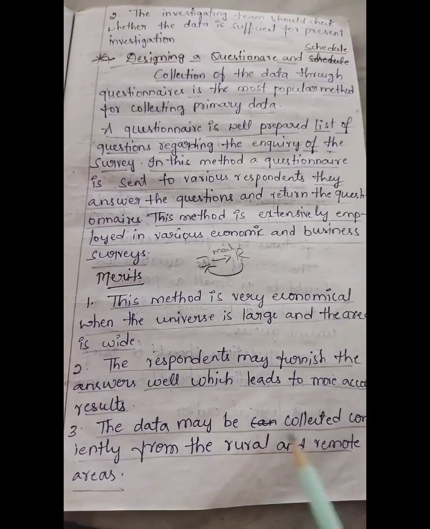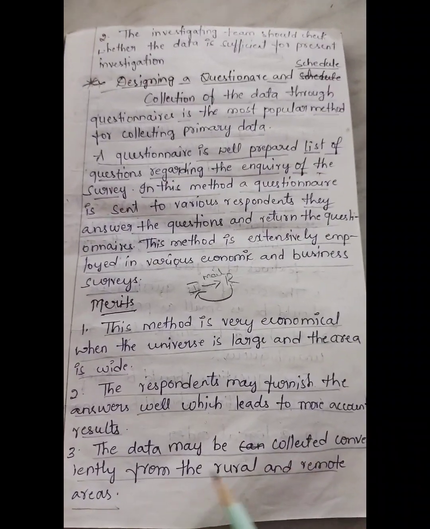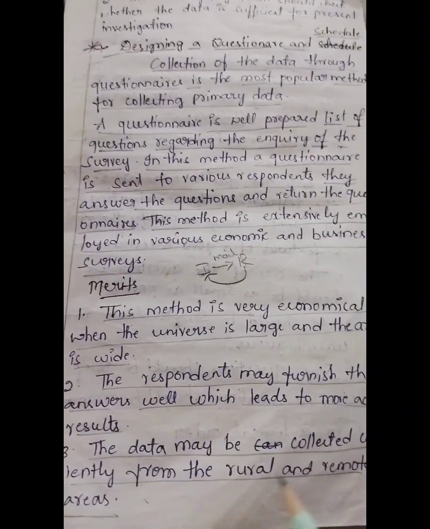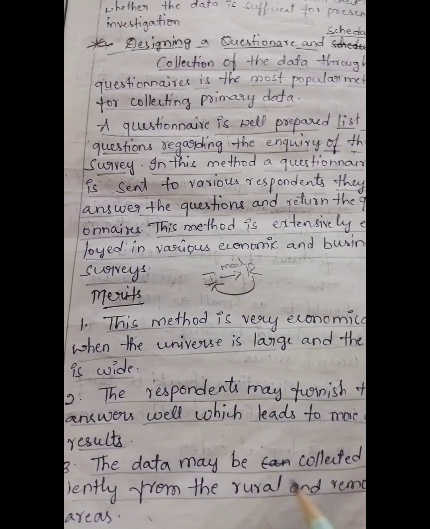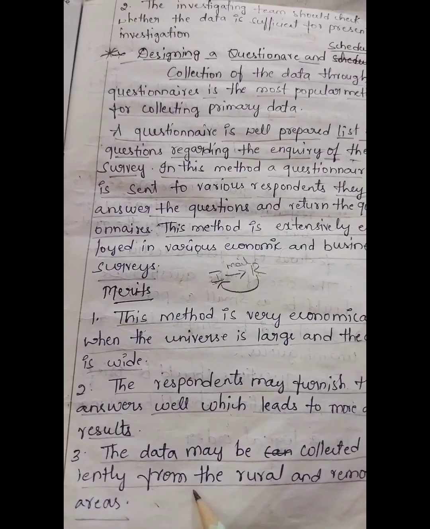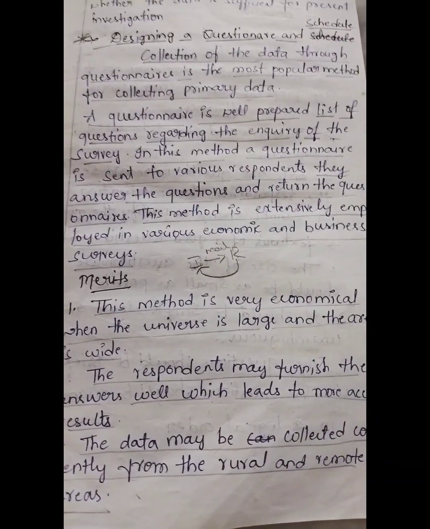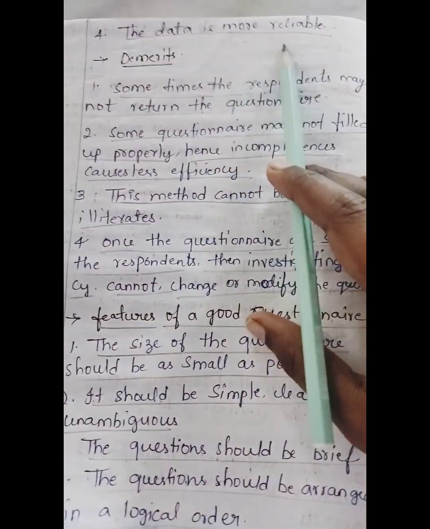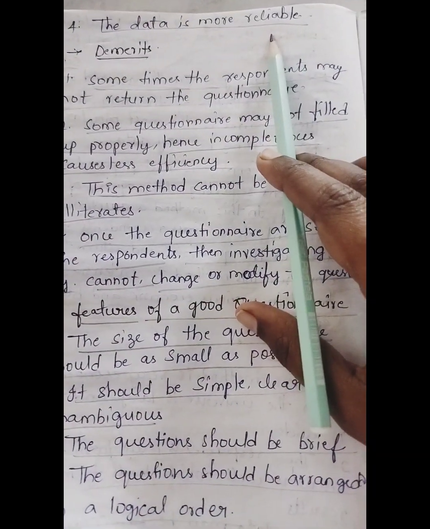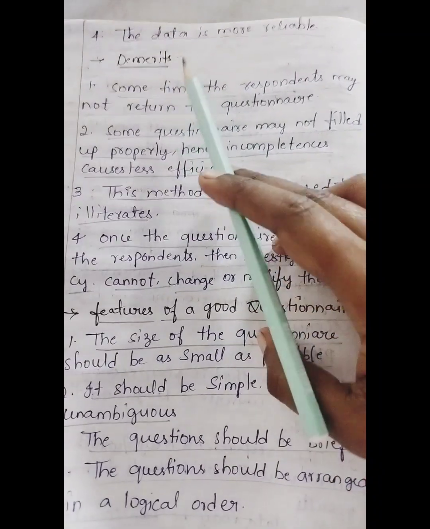Third one, the data may be collected conveniently from rural and remote areas. The data can be collected easily from rural and remote areas also. Fourth one, the data is more reliable, as the respondent himself fills in the answers. Next, demerits. What are the demerits?